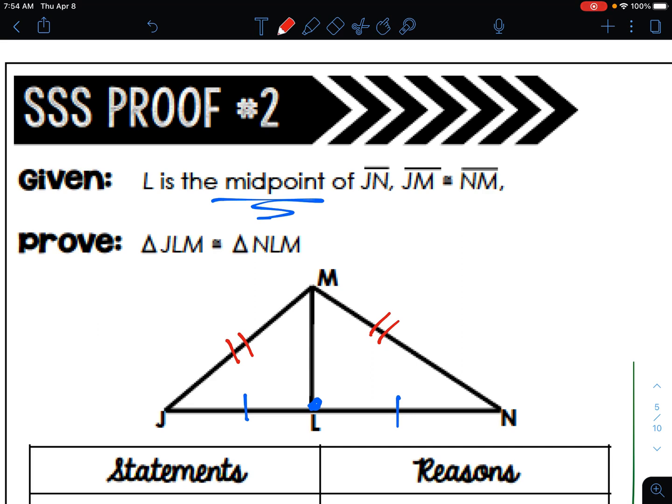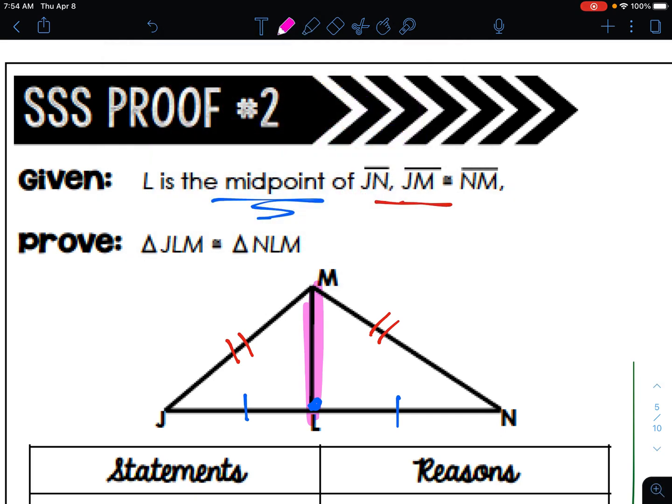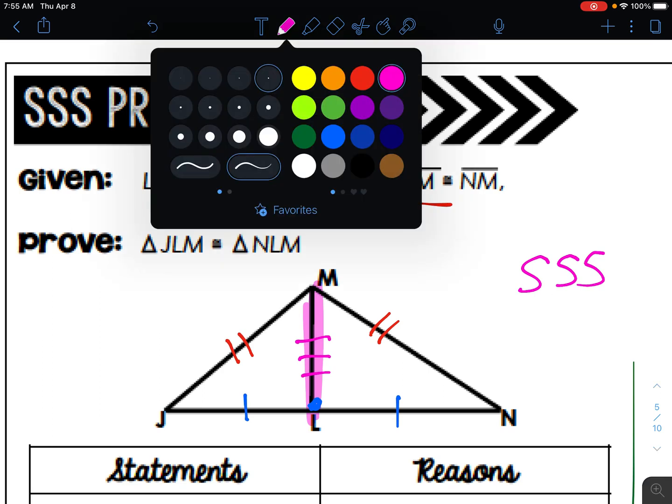So right now we have two sides. Nothing else to go off of, right? We've talked about all the given, so now this is where we have to pull out extra information. And right there, we got ML is shared on both sides of the triangles, or both of those triangles. So we're going to mark that bad boy up. And what property is that? That's the reflexive property, okay? So now as we're looking through, we have three sides of one triangle congruent to three sides of the other triangle. So we're going to choose side, side, side.